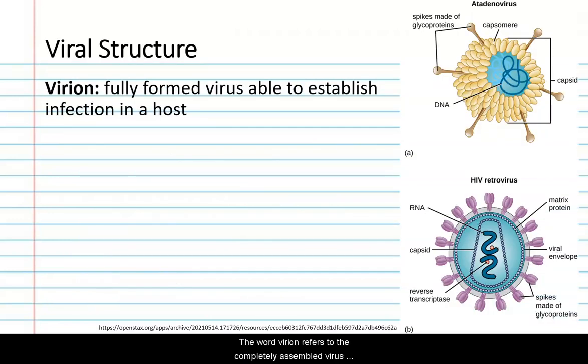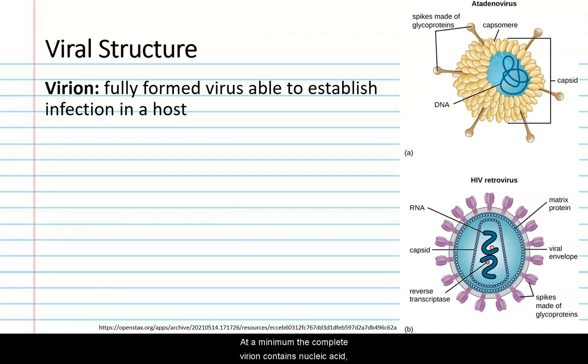The word virion refers to the completely assembled virus that is capable of establishing an infection in a host cell. So a virion is found outside of host cells. Remember, a virus is not considered alive. It does not have an internal metabolism and cannot really do anything outside the host.